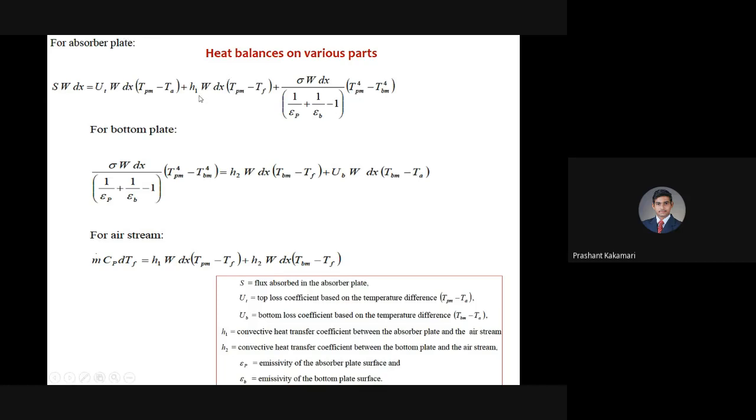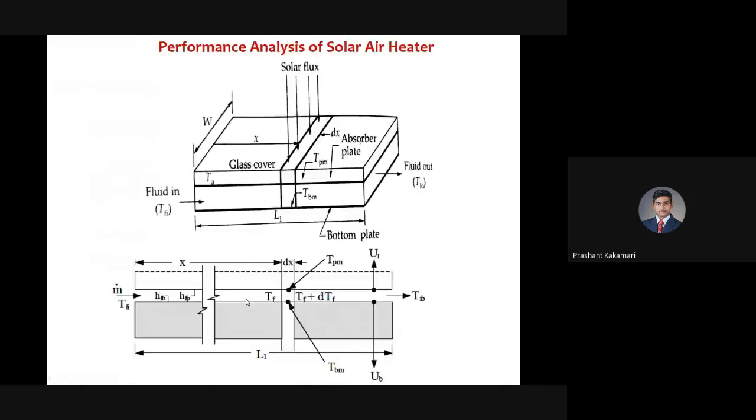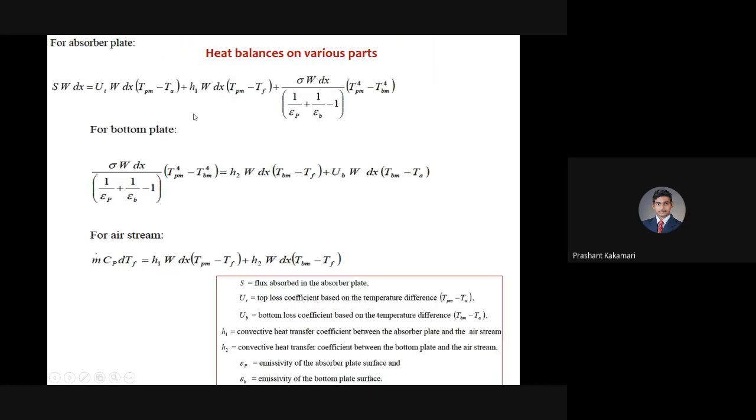So I have considered H1 here. H1 is nothing but this heat transfer coefficient. H1 is HFP, the heat transfer coefficient between absorber plate and the air. So I'll consider H1 as HFP into area into Tpm minus Tf, because it is taking place between the absorber plate and the fluid. I can write the difference of temperatures as Tpm minus Tf.